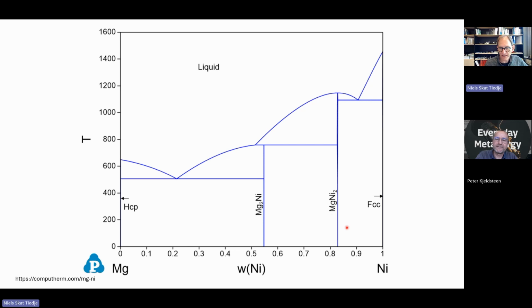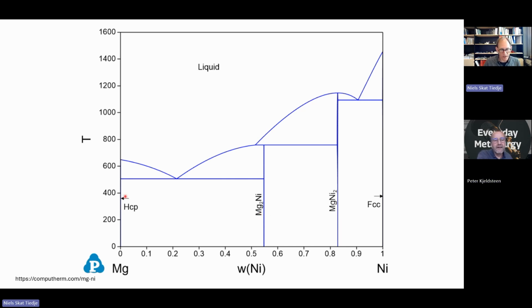And we can see that in between pure magnesium and pure nickel, we have phases that are stoichiometrically balanced. So we have magnesium nickel 2, and we have magnesium 2 nickel. And this is hexagonal, and this is also hexagonal. We cannot see that from the phase diagram, but I know it because I read up on it yesterday.